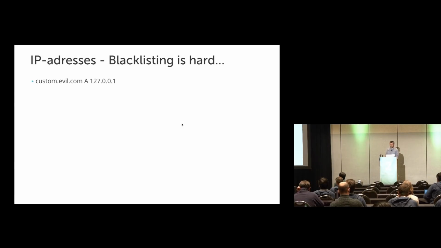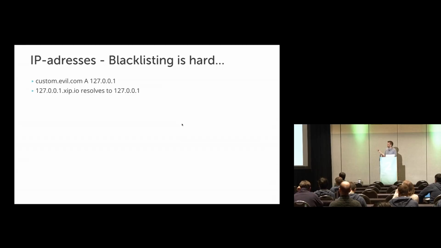We could also use domain names. So we could create our own domain name, custom.evil.com, and we could point that at 127.0.0.1. So it looks okay, or well, evil.com doesn't look okay, but if it looked a little bit more benign than that, the server would try to resolve that and would get, oh, I'm going to go to localhost. I'm going to grab some stuff out of there.